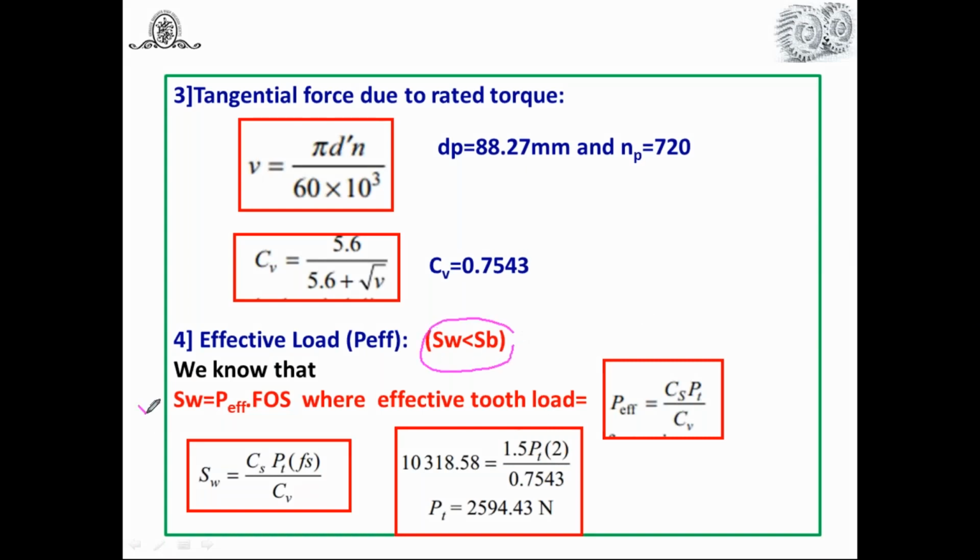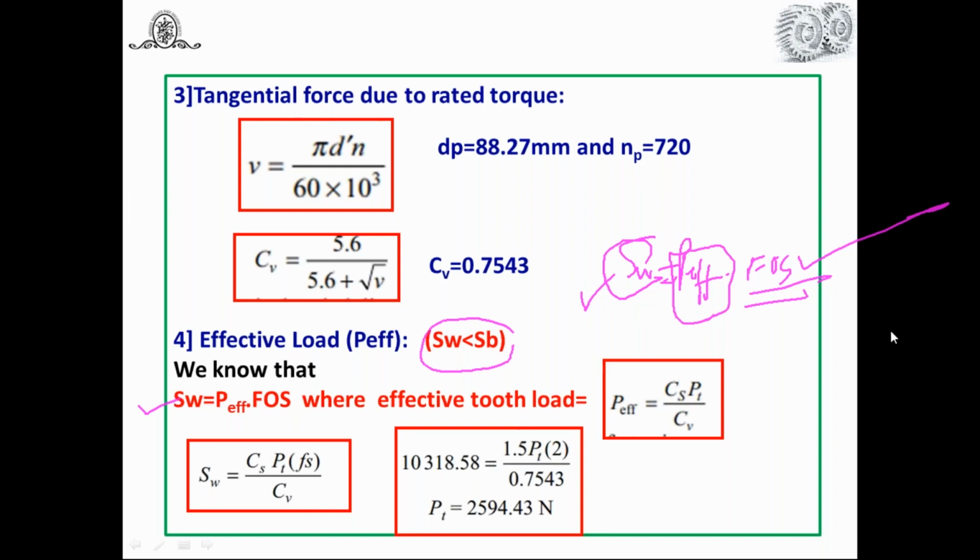So we have to use the relation, and you know very well, SW is equal to P effective into FOS. FOS is given in the problem. SW we have already calculated. We are not going to use SB equal to P effective into FOS. Why? SW is smaller, that's why. And how to calculate the P effective?